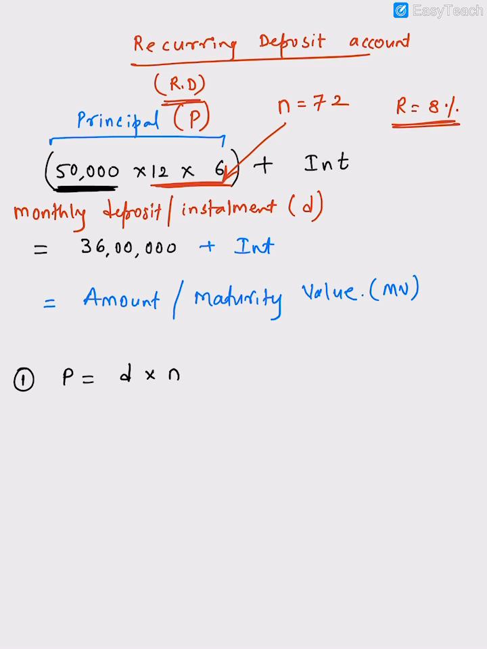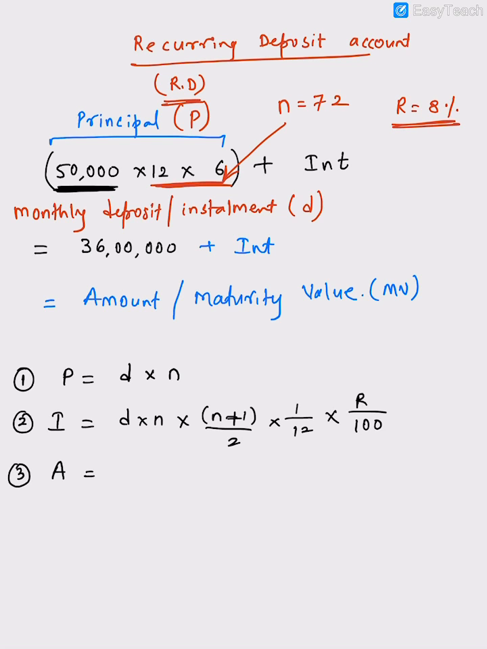Number two, how will you calculate the interest on this? There's a very simple, short formula. Interest is given by the formula D into n plus 1 by 2 into 1 by 12 into r by 100. So this is a small formula for interest. And then the third formula is for the amount or the maturity value, which will be P plus I. So what is the principal that you're going to invest? Dn. What's the interest?